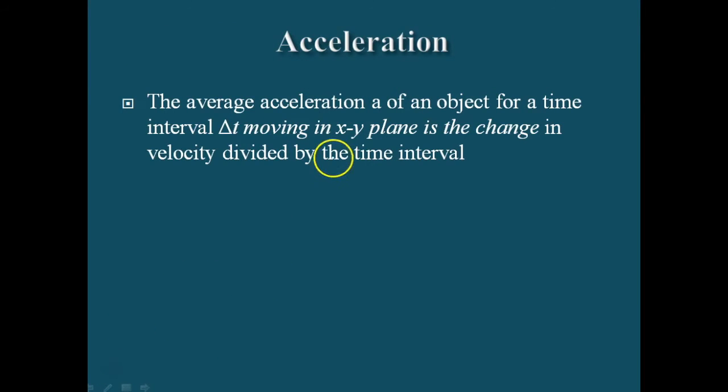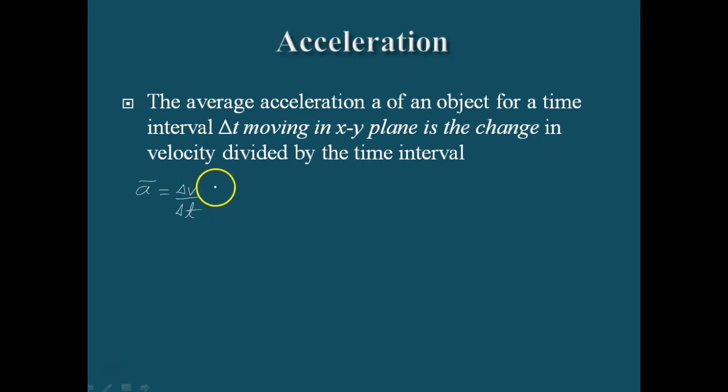The average acceleration a of an object for a time interval delta t moving in the xy plane is the change in velocity divided by the time interval. So average acceleration of an object is given by change in velocity divided by time interval, delta t.